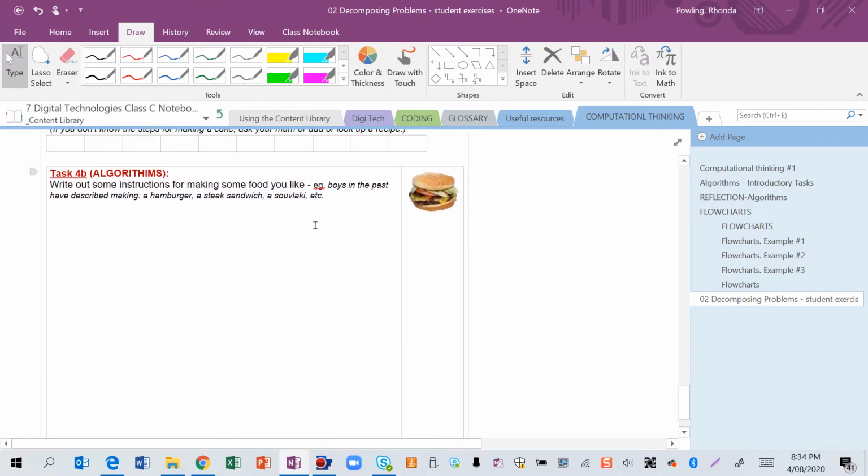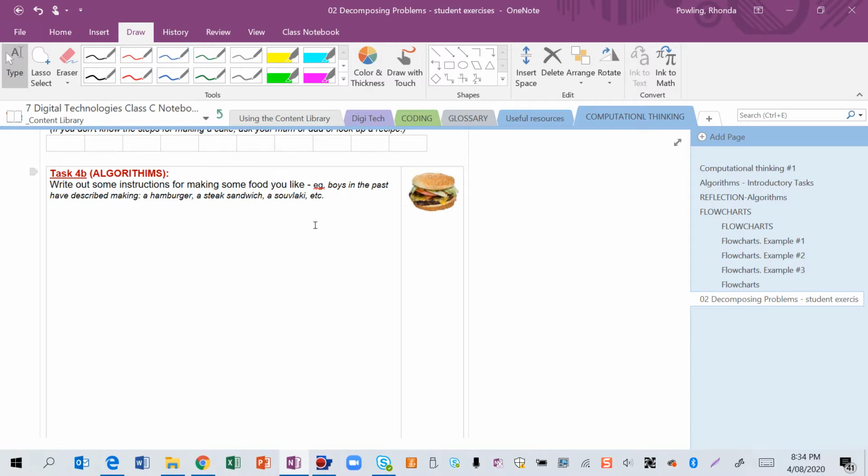And then the last thing is come up with an algorithm for making some sort of food that you could eat for lunch or dinner if you like. So boys in the past have described making a hamburger, making a steak sandwich, making a salad sandwich, making their particular sandwich they liked. Someone had a souvlaki. So I want you to come up with the steps. You've already done algorithms, so this should be quite easy.